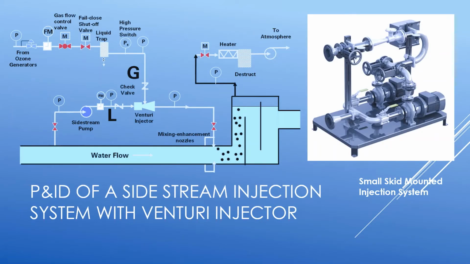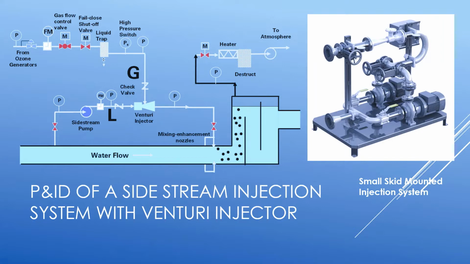The schematic on the left shows a side stream Venturi injection system, which is a common method of using ozone in water treatment systems. I'm not going to go into the details of this schematic other than to make two comments. First of all, it's important that the control system can maintain the mode of flow, inlet pressure to the venturi and outlet pressure to the venturi, because that defines how much gas can be drawn into the liquid.